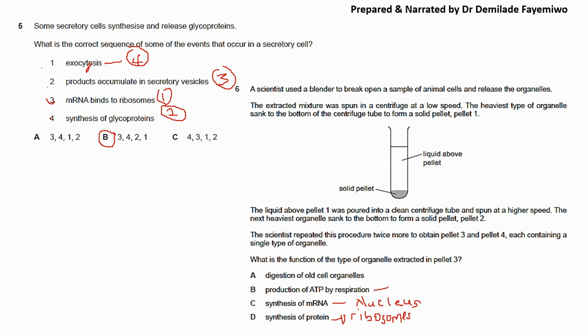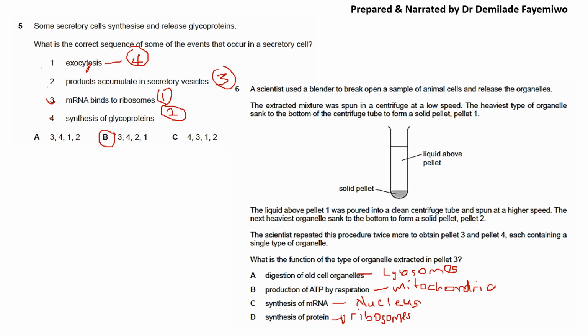The production of ATP by respiration would be the mitochondria, and then digestion of old cell organelles, that would be the lysosomes. So those are the functions of those different organelles. Now these are more or less the 4 different pellets that you have extracted.